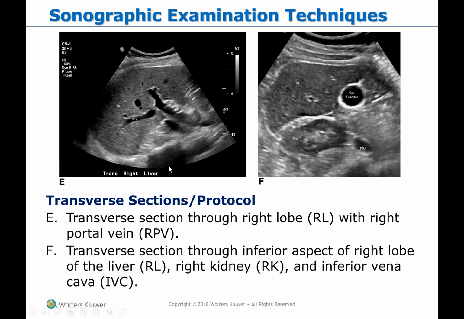Transverse section through the right lobe of the liver with the right portal vein. And transverse section through the inferior aspect of the right lobe of the liver, right kidney, and IVC.